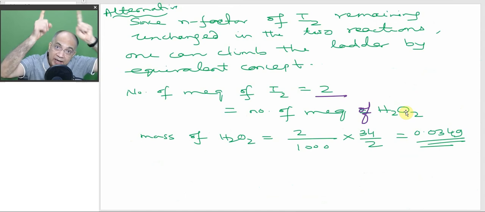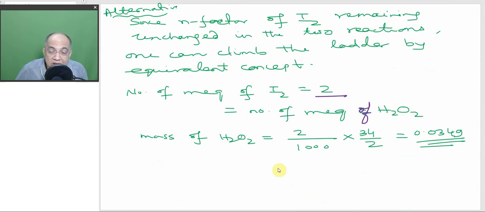But I again caution you, don't do it by this method in general. Here you can use the equivalent concept because iodine is produced with N factor 2 and iodine is consumed in iodometry with N factor 2. So you can well use the equivalent concept here, but not always.